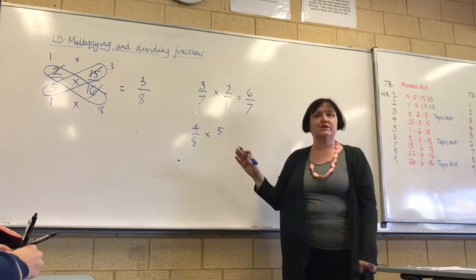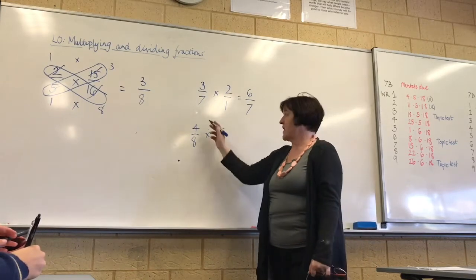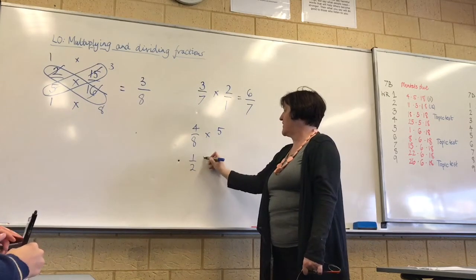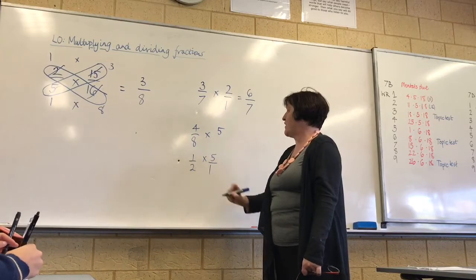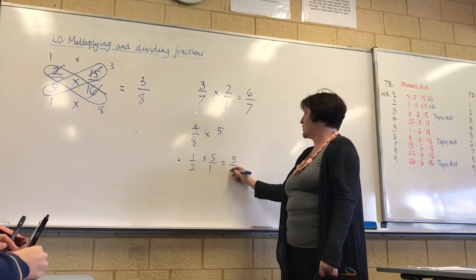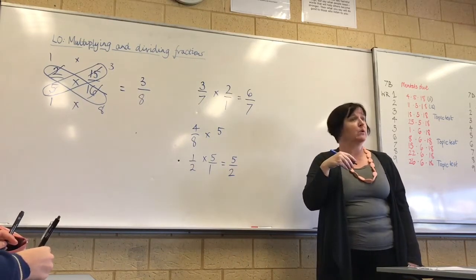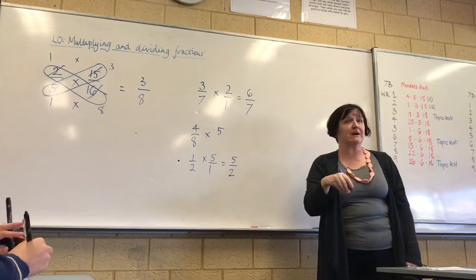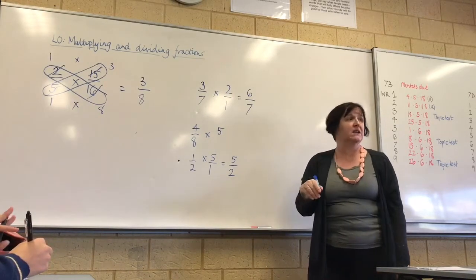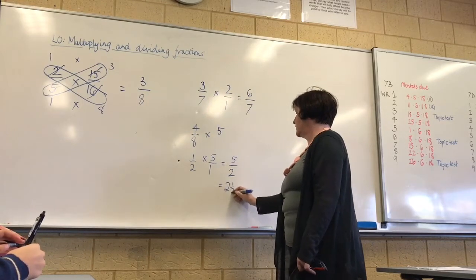Jasmine asked if we could simplify that before we started, which of course you can. So 4 over 8 would become a half, and then you'd multiply that by 5 over 1, which would become 5 over 2. And in this case, we then have to change it back to a mixed numeral, don't we? So what would that be? 2.5. 2.5, that's right. 2.5.